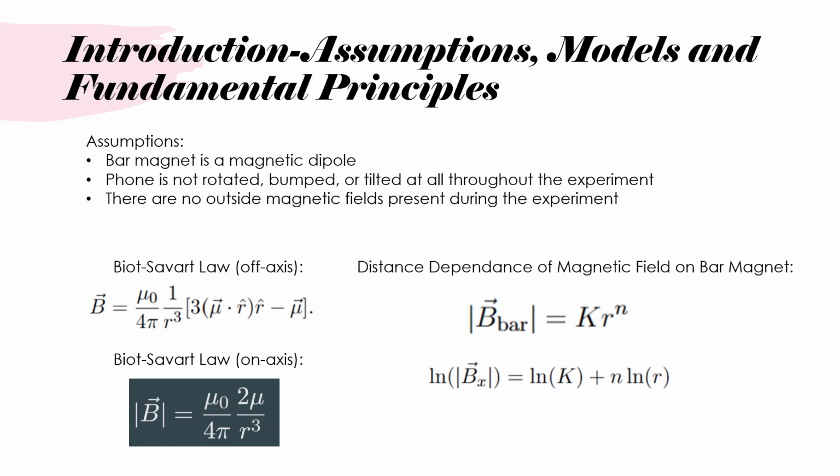And then for the distance dependence formulas, I took the natural log of the first equation in order to graph my data as a line that had a slope of n, so a slope of the distance dependence, and an intercept of ln k, and this allowed me to calculate n and then calculate the magnetic dipole moment.